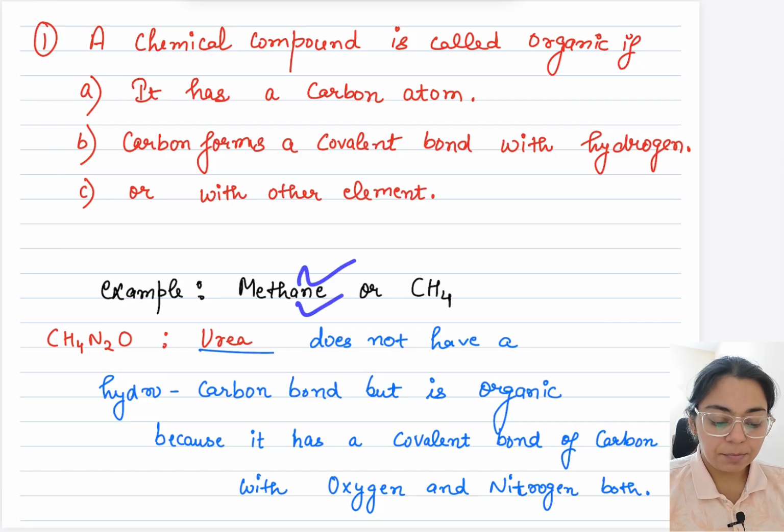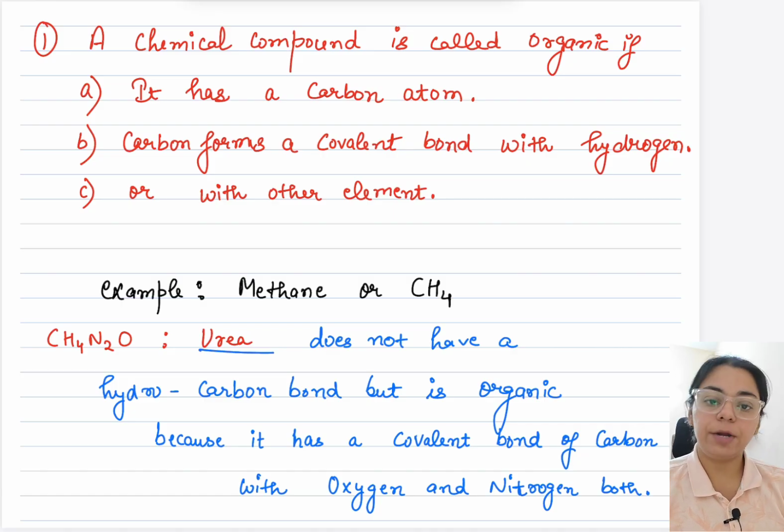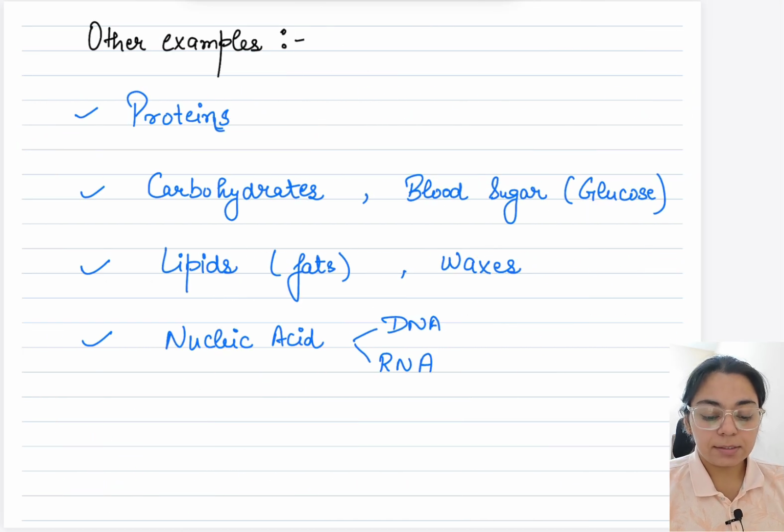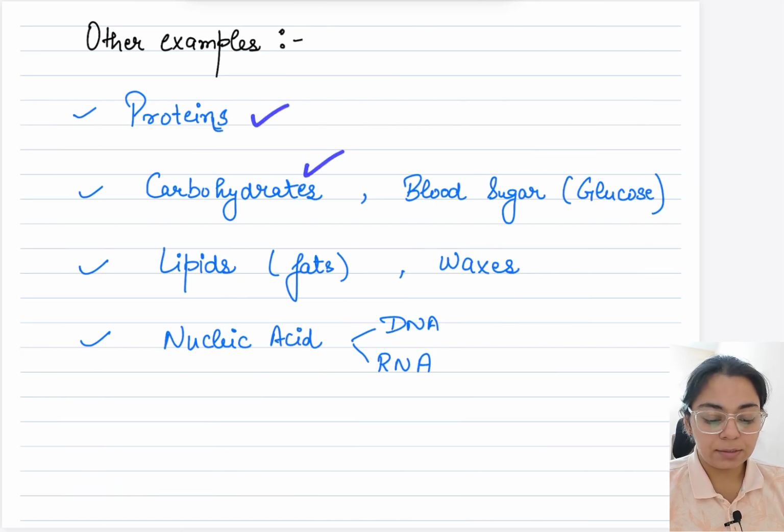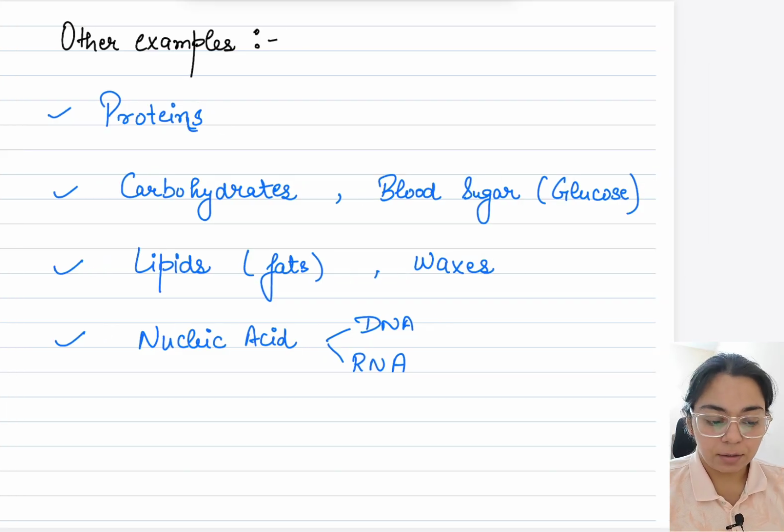These are the examples: methane, CH4, etc. For example, urea. Urea has carbon in it. This is the chemical formula. It has hydrogen in it, but it does not form a covalent bond with hydrogen; it forms a covalent bond with nitrogen and oxygen also. Thus, it is called organic. Other examples are proteins, carbs, blood sugar, that is glucose, lipids, fats, waxes, and nucleic acids, DNA, RNA. Everything is organic.